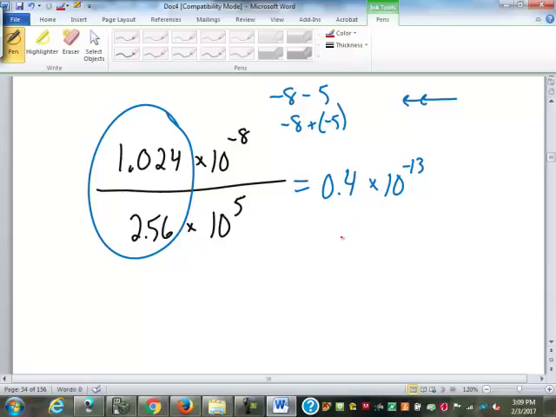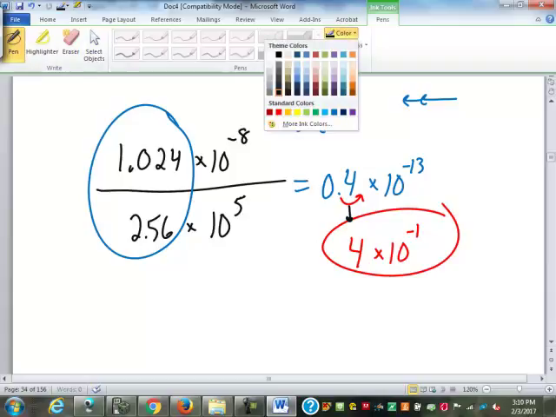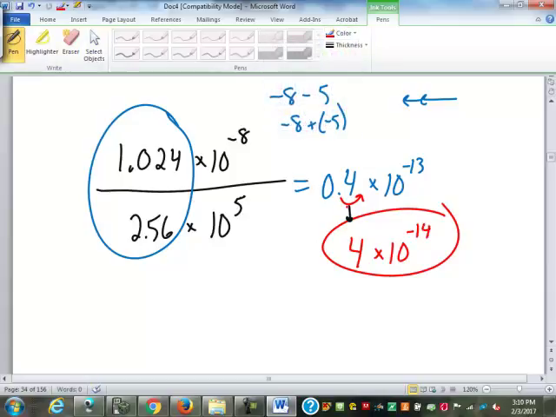What do we have to do? So 4 times 10 to the negative 12. Good. This got large. Oops, sorry, it's not negative 12. What is it? Negative 14. Thank you. This got larger, so the power has to get smaller. Negative 13 minus 1 is negative 14.